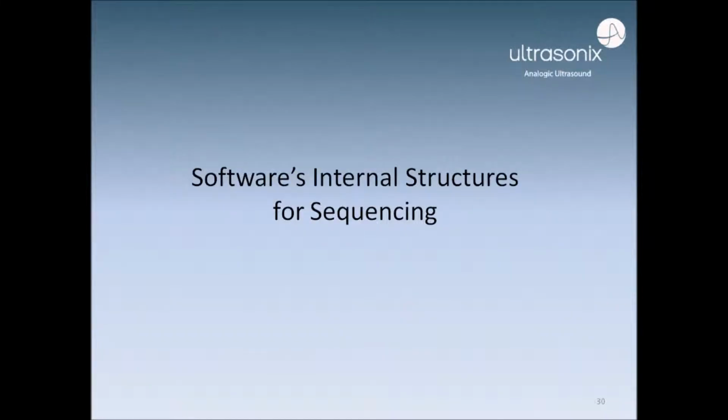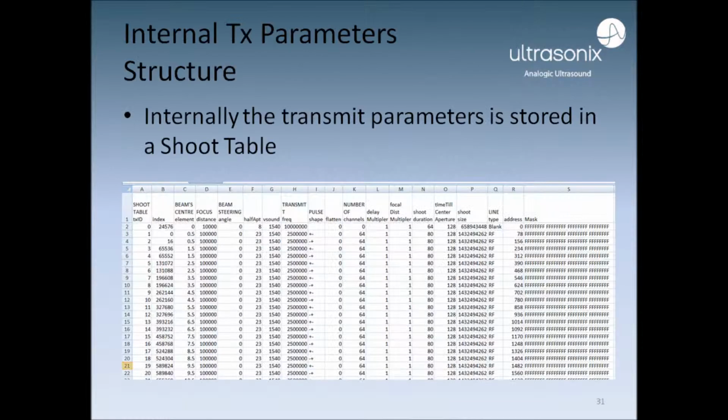In the first part of the presentation, I gave you an overview of how ultrasonic systems work. In the second part, I will focus on some specific topics and go into more details. First, I will discuss the internal structures that our software uses for sequencing. There are three main data structures in our software that deal with the sequencing. These are the shoot table, the focus table, and the ray line table.